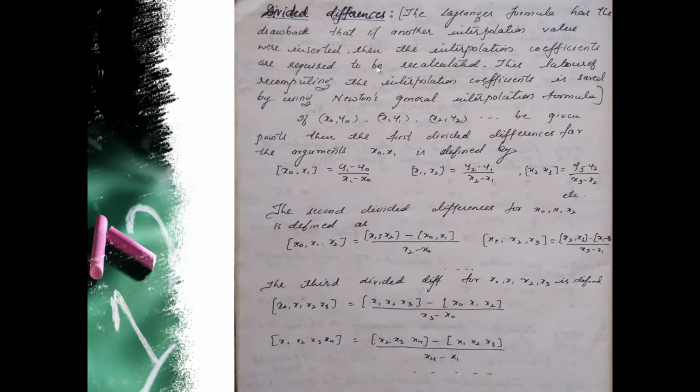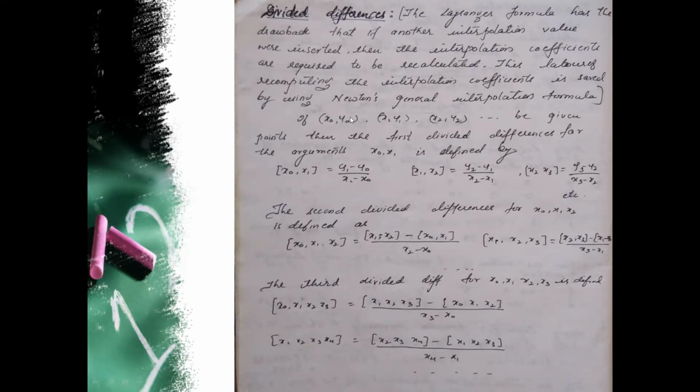if another interpolation value is to be inserted, then all the coefficients are required to be recalculated. So this tedious work has been reduced in Newton's divided difference formula, or it's also called Newton's general interpolation formula. Now, how to find these divided differences?